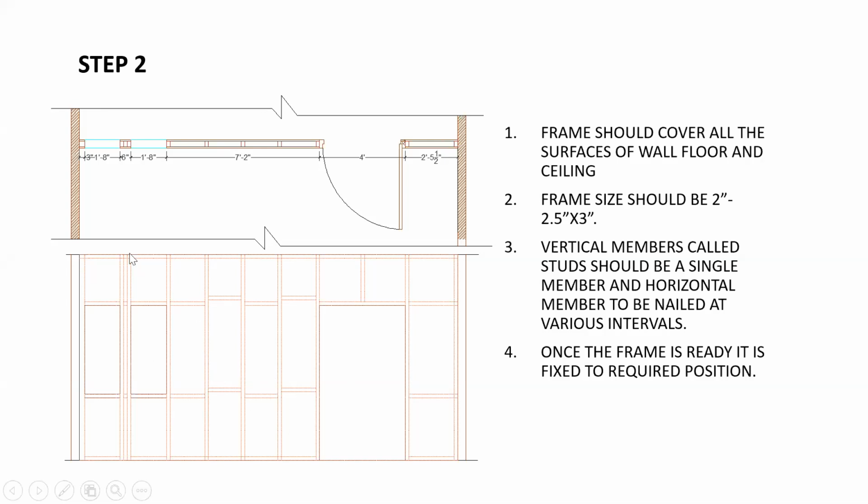Once you do the basic framing, then you divide it and form the whole framework. These vertical members are called the studs, and these horizontals are the connectors, which are basically laid later on, and they are fixed so that you get extra strength to the framing.